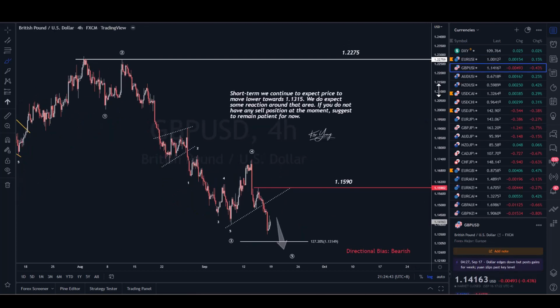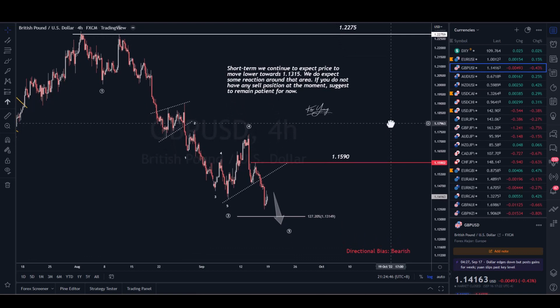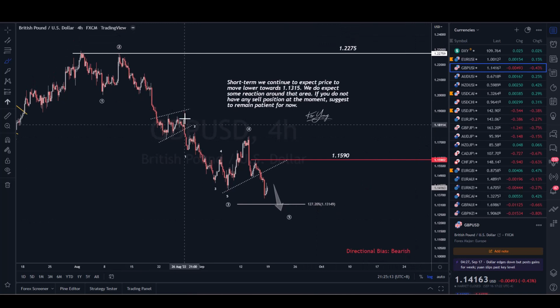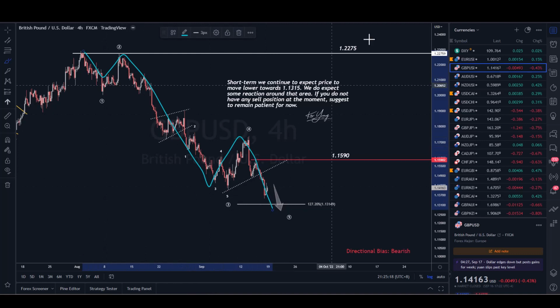Pound dollar over here, for those of you who managed to short it through this breakout of this little trend line over here, you want to manage that trade. So from an Elliott Wave perspective, there's a possibility that we might still see a little bit of downside, but for me, I think the room to the downside can be quite limited. We do have this 127 extension over here around the 1.1315 area, and that would likely complete a bigger 1, 2, 3, 4, 5.